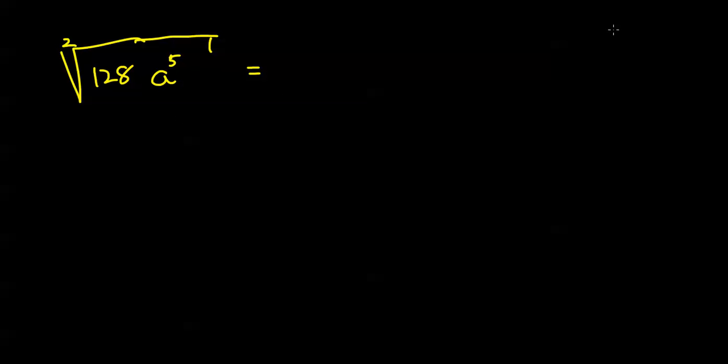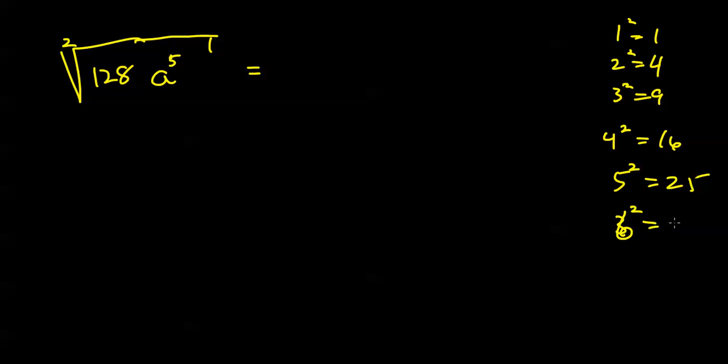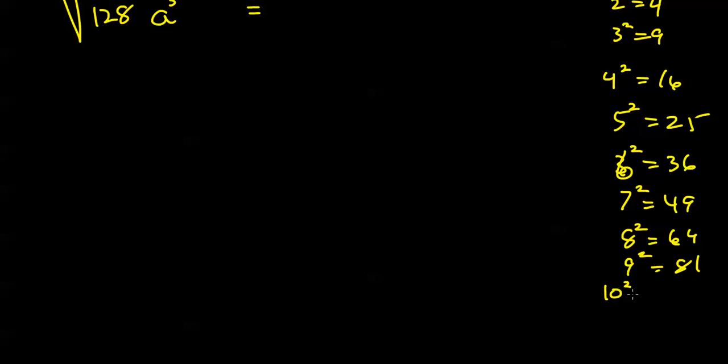Let's consider 128. I'm looking for perfect squares. 1 squared is 1. 2 squared is 4. 3 squared is 9. 4 squared is 16. 5 squared is 25. 6 squared is 36. 7 squared is 49. 8 squared is 64. 9 squared is 81. 10 squared is 100. 11 squared is 121, and 12 squared is, of course, 144.